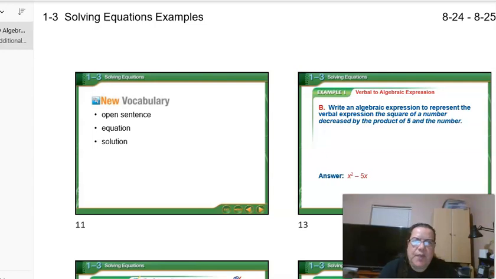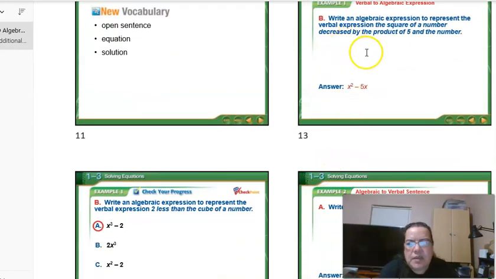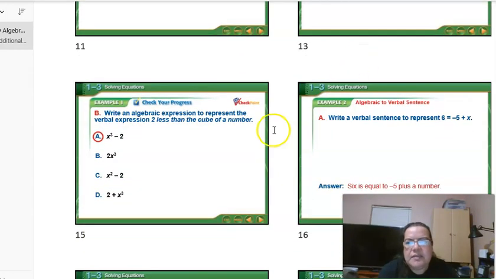So now let's look at your packet 1-3, solving equations. You've seen some of these vocabulary definitions already, and then you have some sample problems to practice with. Let's go ahead and look at this example 1, slide 15 here. It says to write an algebraic expression to represent the verbal expression: 2 less than the cube of a number. To work on these types of questions, we have to look word by word and start from left to right.